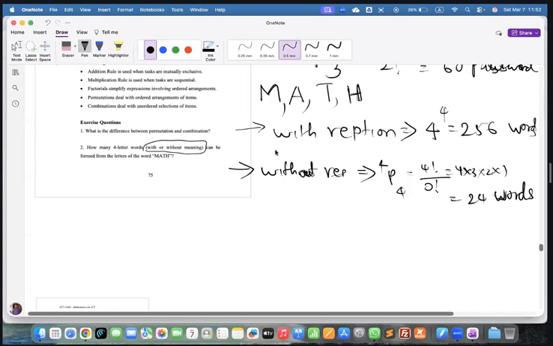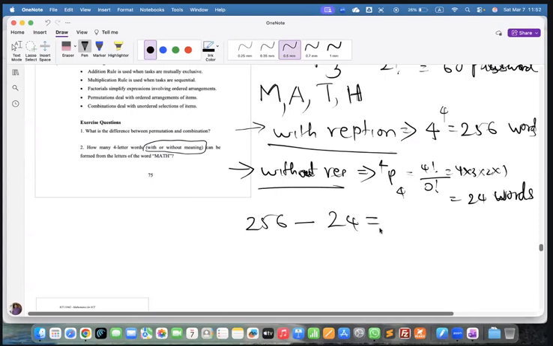Based on this one and this one, you can tell me the answer. You can easily find out: 256, 232. What about others? So what we need to do, with repetition we have 256 minus without repetition 24.